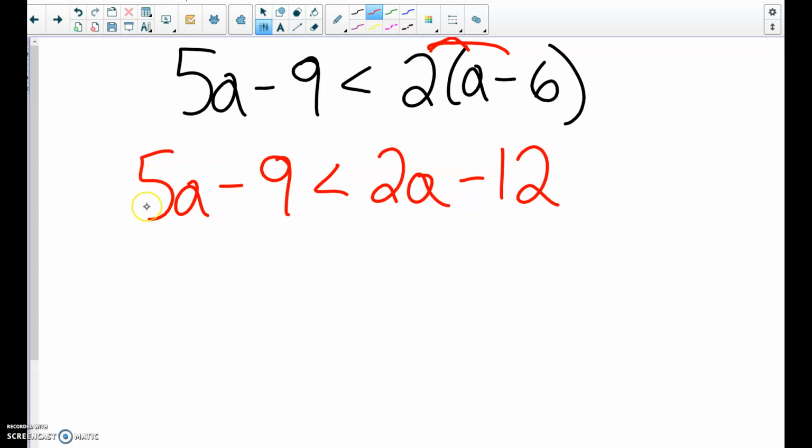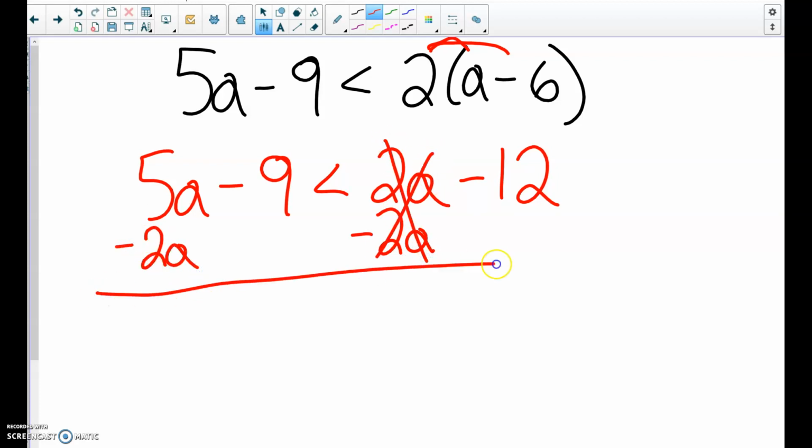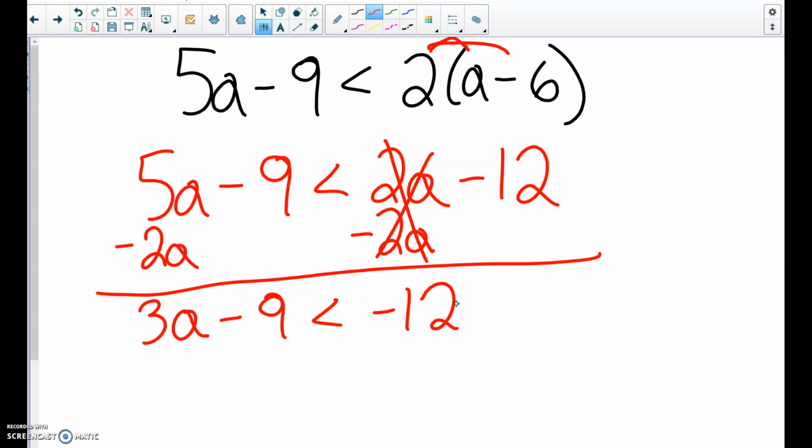So you could subtract 5a from both sides. I really don't like doing that because I'm going to get a negative a, and then we have to flip our sign at the end. So I'm going to subtract 2a from each side to make sure that my a ends up being positive. So now I have 3a minus 9 is less than negative 12. And now I have a minus 9, so I would need to add 9 to both sides. So I have 3a is less than negative 12 plus 9, which is negative 3.